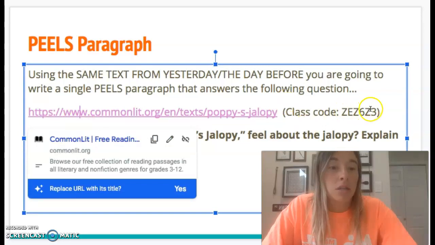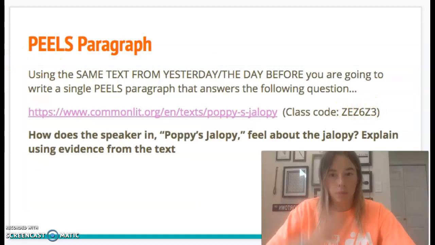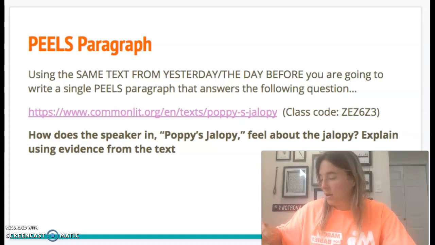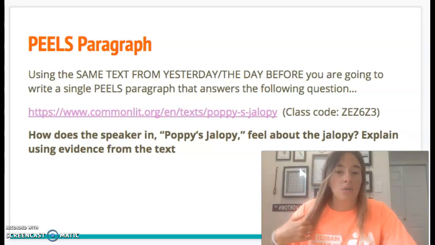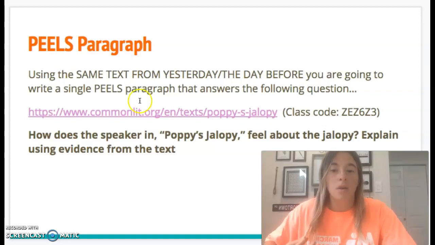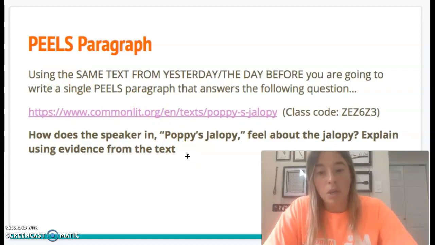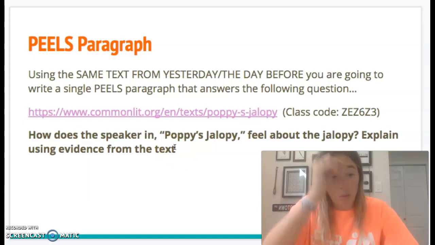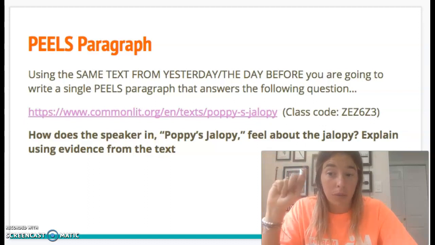The class code is ZEZ6Z3. At this point, you should already have a login, so you should be okay to just log in. ZEZ6Z3 is the class code. So the question is, how does the speaker in Poppy's Jalopy feel about the jalopy? Explain using evidence from the text. Simple question, one that we've actually worked on yesterday, so something that shouldn't be completely unfamiliar to you.